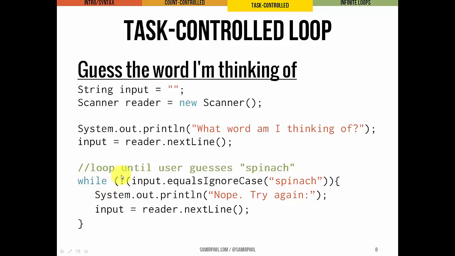But in any case, my condition here is while the input that you gave me is not equal to spinach. As long as that's not true, we go back into the loop. I tell you, nope, try again, and then I prompt you for a new input. Then we go back up to the top, and I check input again. That's a task-controlled loop. It doesn't have to happen a certain number of times. It just depends on making this condition evaluate to false.